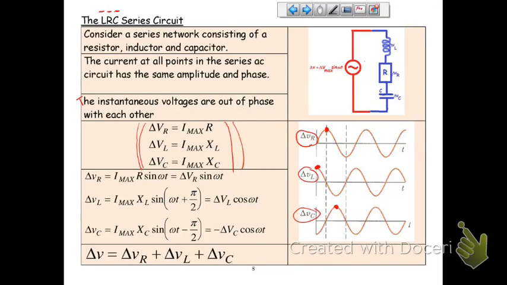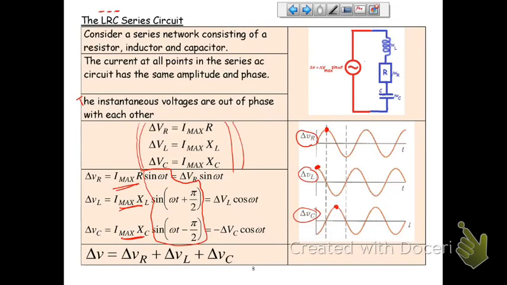Delta VR is equal to I max R sine omega t. Delta VL equals I max XL sine of omega t plus pi by 2. Delta VC is equal to I max XC sine, with a phase of minus pi by 2. So this bit is telling you the phase relationship, and that bit is telling you the size relationship. How big it is, size.